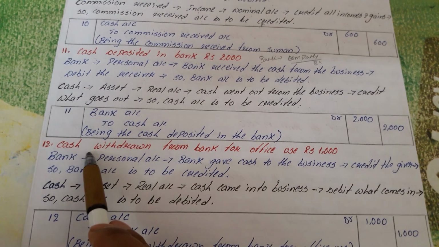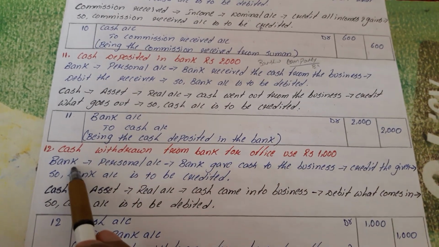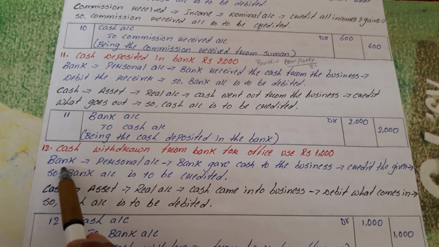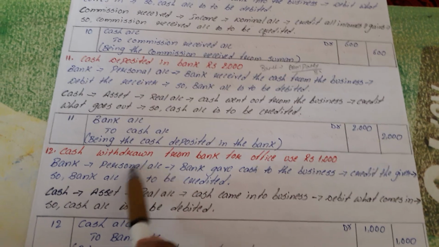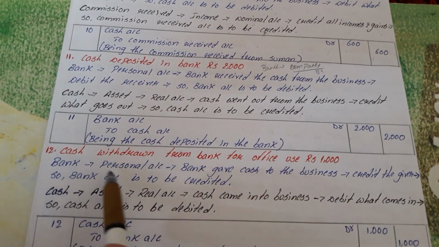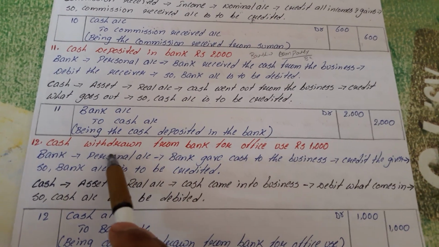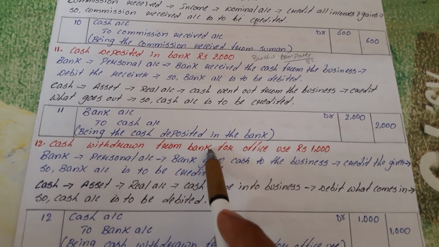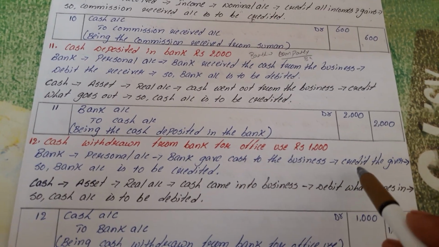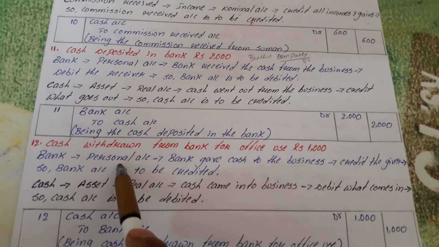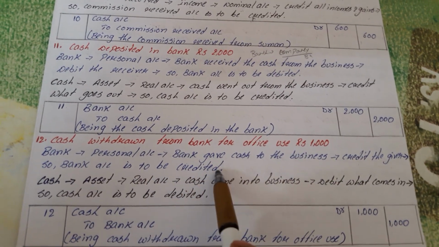So next is the 12th one, that is cash withdrawn from bank for office use. So what we have done is withdrawn an amount from the bank for office use. Again the bank has come. Bank is a company name, so company name means personal account. In the same manner as the previous example, it comes under personal account. Withdrawn means whenever we withdraw, the bank will give us money. So the bank gave cash to the business. According to the rule of personal account, credit the giver. So the bank account is to be credited.